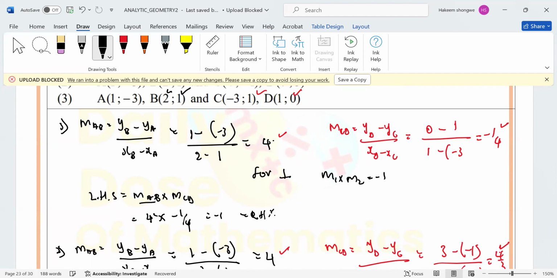I didn't put the left-hand side and the right-hand side at the same time because I'm not assuming they are equal. I first work with the left-hand side only, which is the gradients. If the gradients give me minus 1, then I will make the conclusion that these two lines are perpendicular. Therefore, AB is perpendicular to CD. We are officially done with this one.